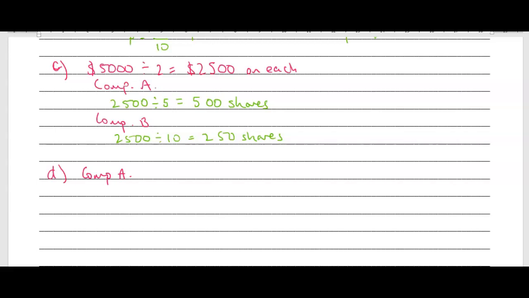So the share price has increased by 10%. The share price was initially $5. It's increased by 10%, so we're multiplying that by 1.1. So that's gone up to $5.50. And the price to earnings ratio is expected to remain at 10. I don't think we need to calculate the profit per share, but I'll do that anyway.